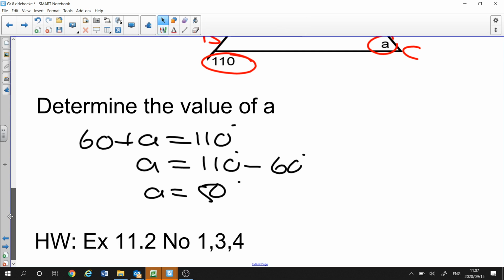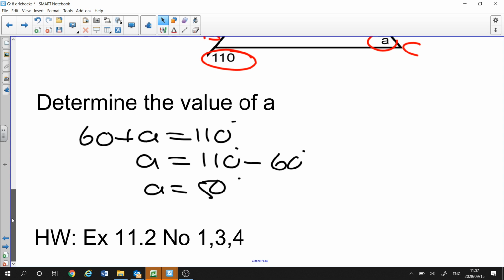So up to now you can use a straight line, vertically opposite angles, alternate angles, corresponding angles, co-interior angles, and here's another tool for you: the exterior angle of a triangle is equal to the sum of the two interior angles opposite of it. So there's the homework, exercise 11.2, number 1, 3 and 4.